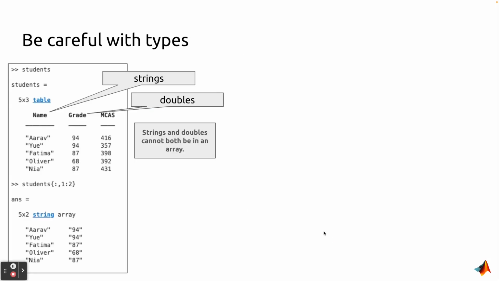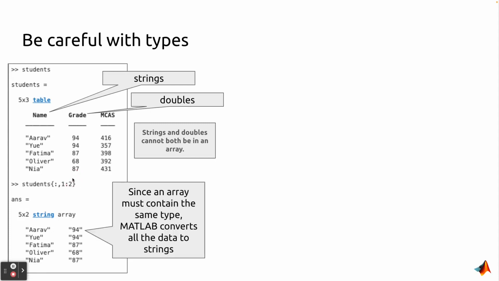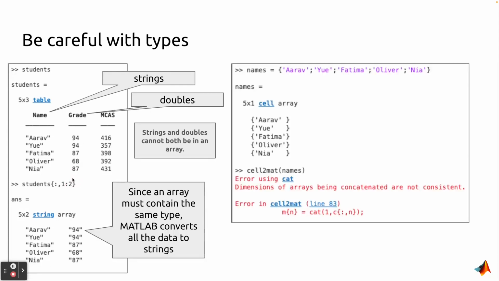And remember to be careful with types. Here we have the students. We ask for students, all rows with columns 1 and 2, name and grade, and you see these all got converted to strings because we return a matrix, and a matrix all has to be the same type. So that's what happens there.